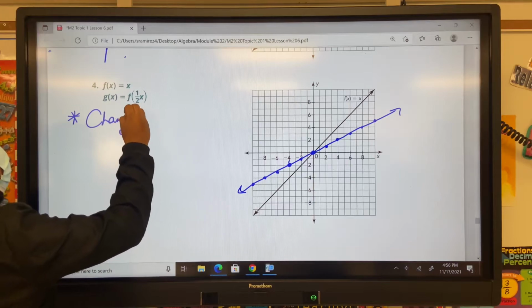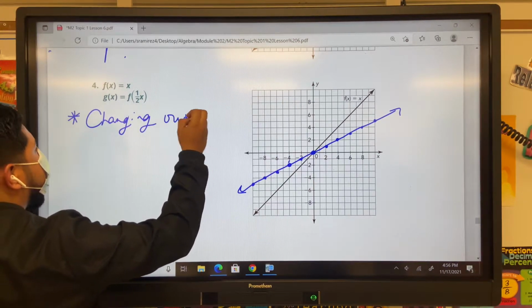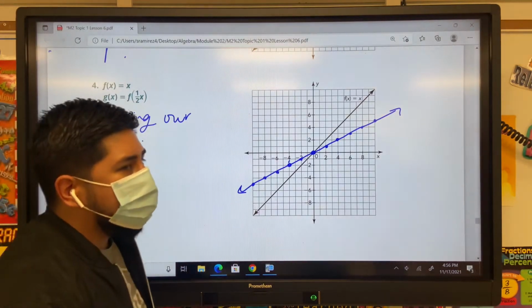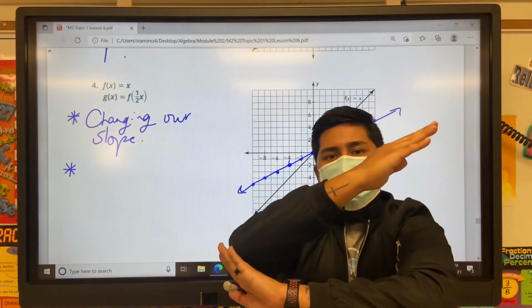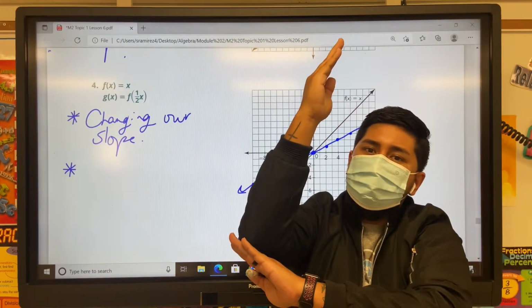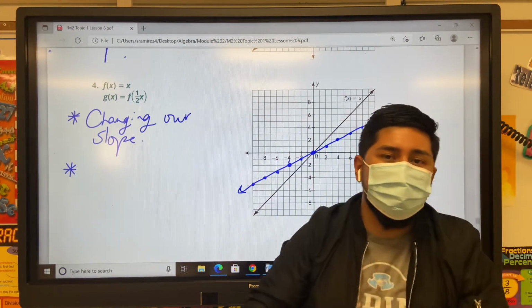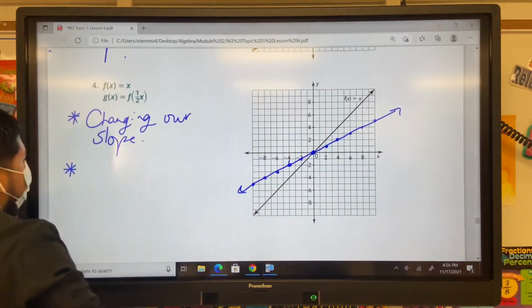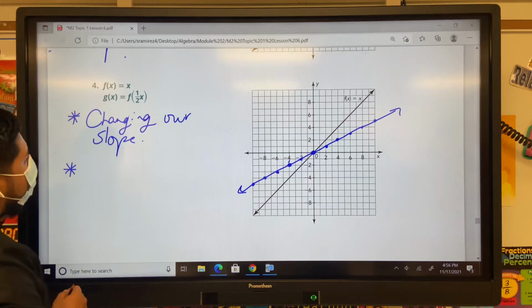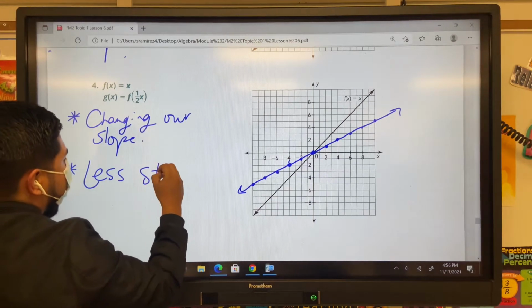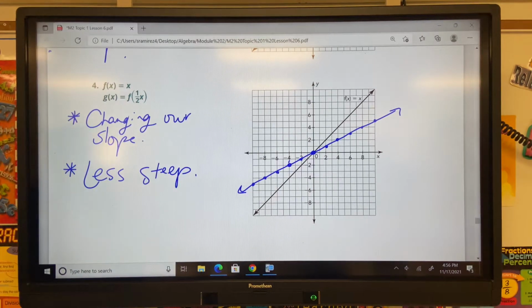Okay, so what's happening here? Changing our slope. But what's happening now? The other graph on the previous page, we kept our y-intercept the same at 0, 0. It went like this at a steeper level. Now this one went downwards. Because it's going downwards, the key word there, the star vocabulary word, is less steep. Love it. Pause it. Moving on in 3, 2, 1.